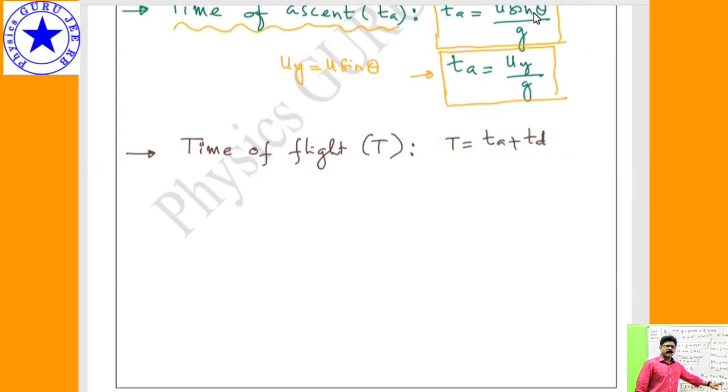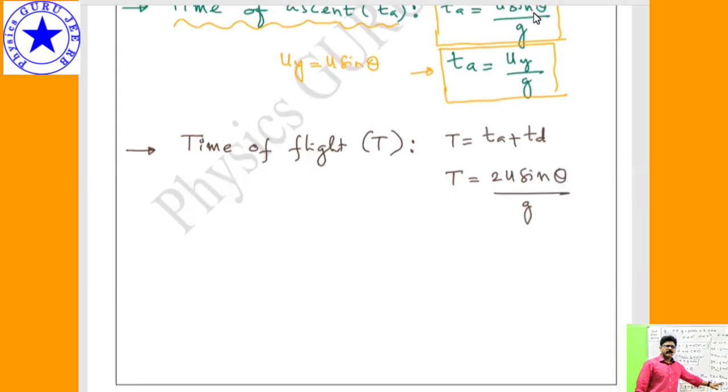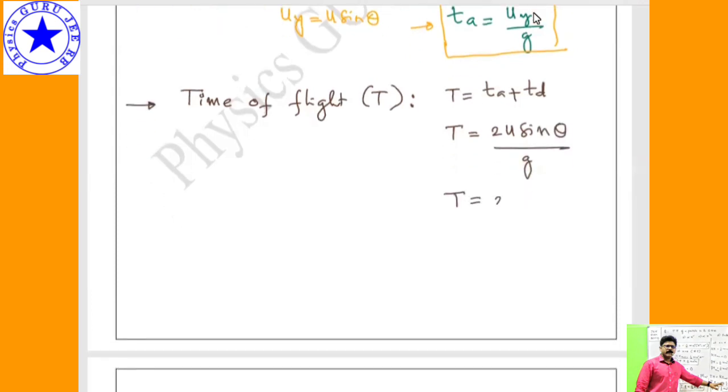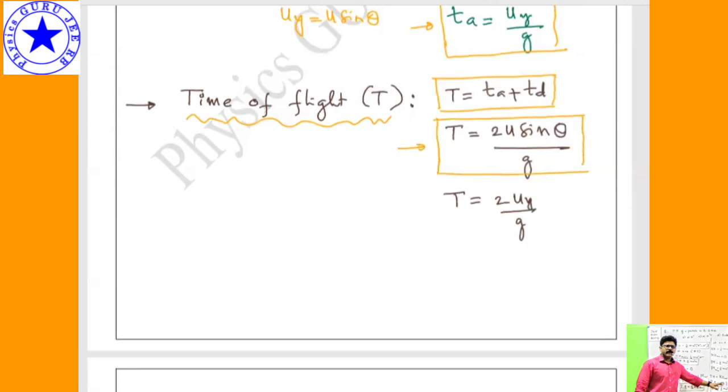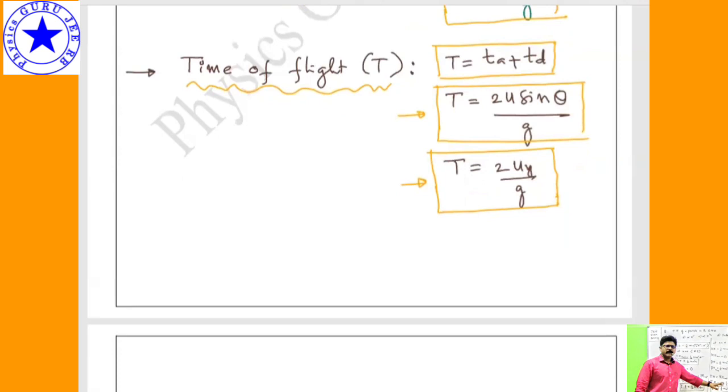So we got T is equal to 2u sine theta divided by g. We even did the derivation for this one. Or I can write it as T is equal to 2 into uy divided by g. Hope it is clear to all. It is nothing but time of flight. Time of flight is nothing but time of ascent plus time of descent. Then T is equal to 2u sine theta divided by g. This can also be expressed as T is equal to 2uy divided by g. Hope this is clear.